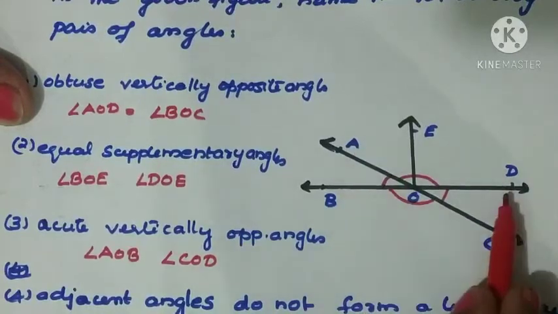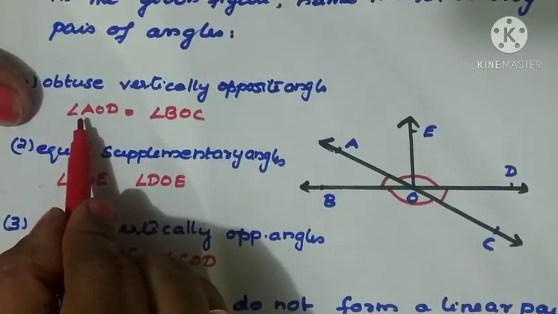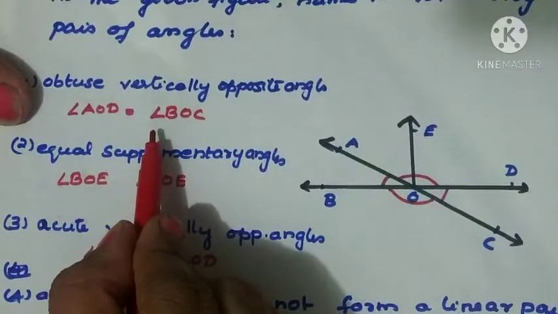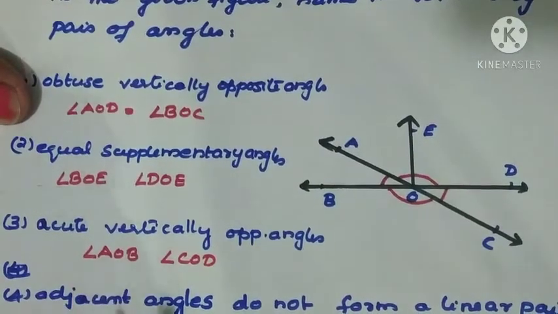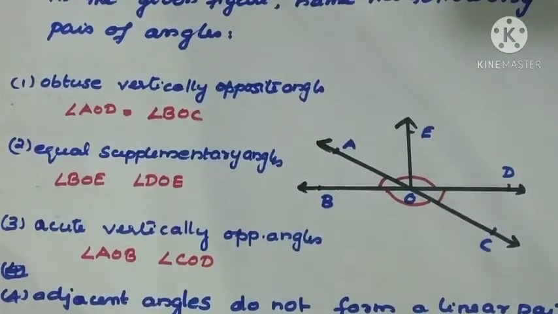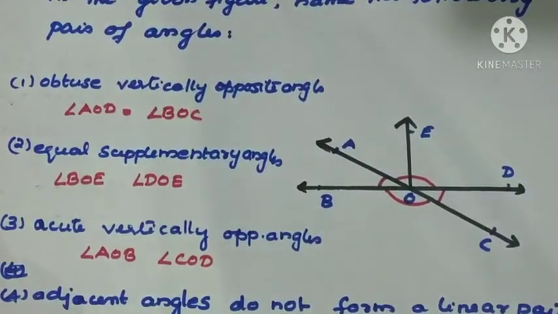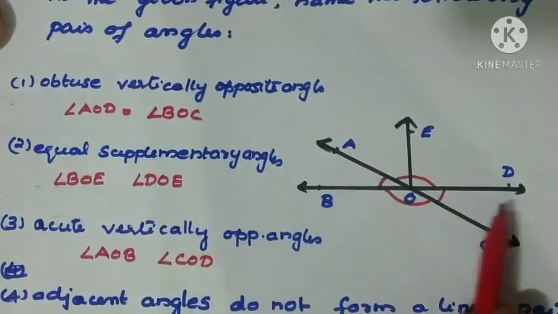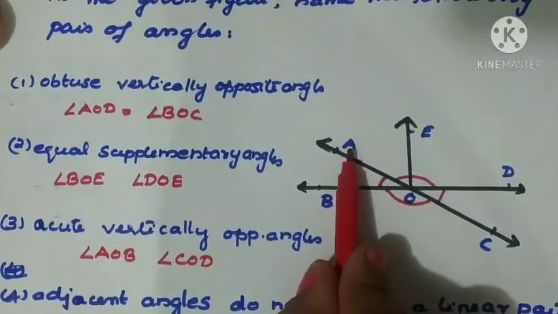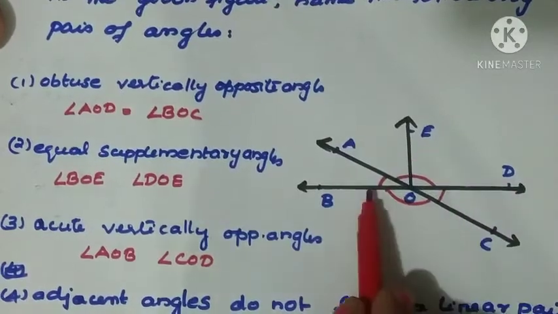That is angle AOD. So I have written the answer here. Angle AOD equal to angle BOC. Similarly, the third question I can complete now. Which is the acute angle? AOB and COD, right? So we got the vertically opposite angles. In the diagram I already marked the vertically opposite angles AOB and DOC. Another pair is AOD and BOC.